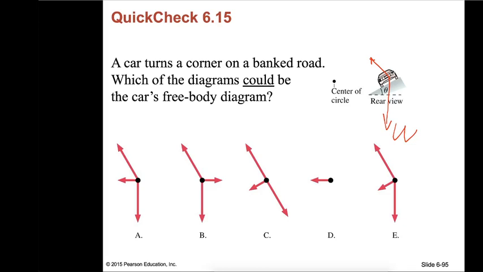If there is some friction, it might be going up or down because we don't know if the car is sliding up or down. If the car is too fast, it will try to slide up. If it's too slow, it will try to slide down. So it depends on whether the car is fast or slow. So the friction could be going along the ramp up or down. So the correct answer could be E.